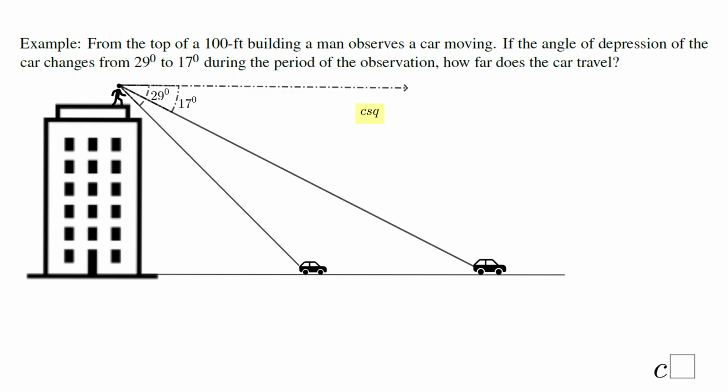My last part of the lesson will be about this situation where you notice you have two angles, in this case of depression. From the top of a 100-foot building, a man observes cars moving. If the angle of depression changes from 29 to 17, we can see that also in the picture, during the period of the observation, how far does the car travel?